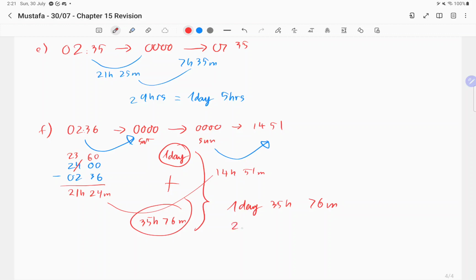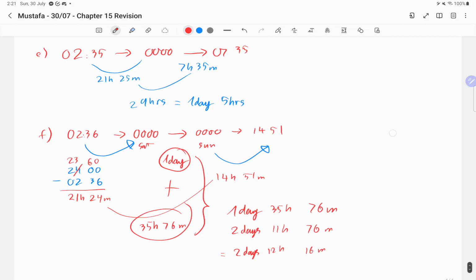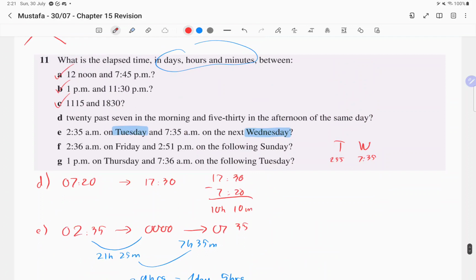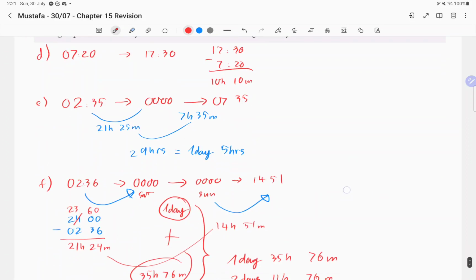Yeah, so 1 day, no, 2 days, and 11 hours. 76, no, that's another hour. 12 hours, 16 minutes. 2 days, 12 hours and 16 minutes. Wait, what? The answer is 12 hours and 15 minutes. Oh, sorry. Oh yeah, my bad.